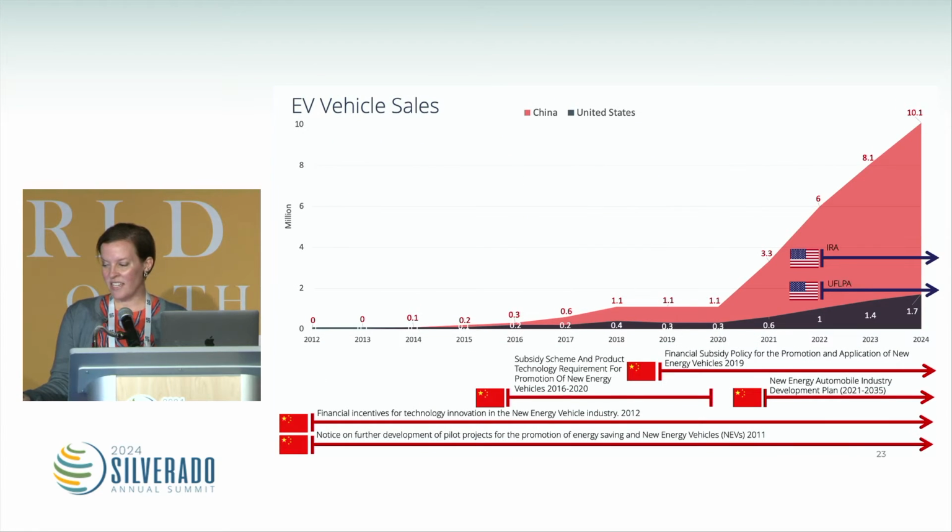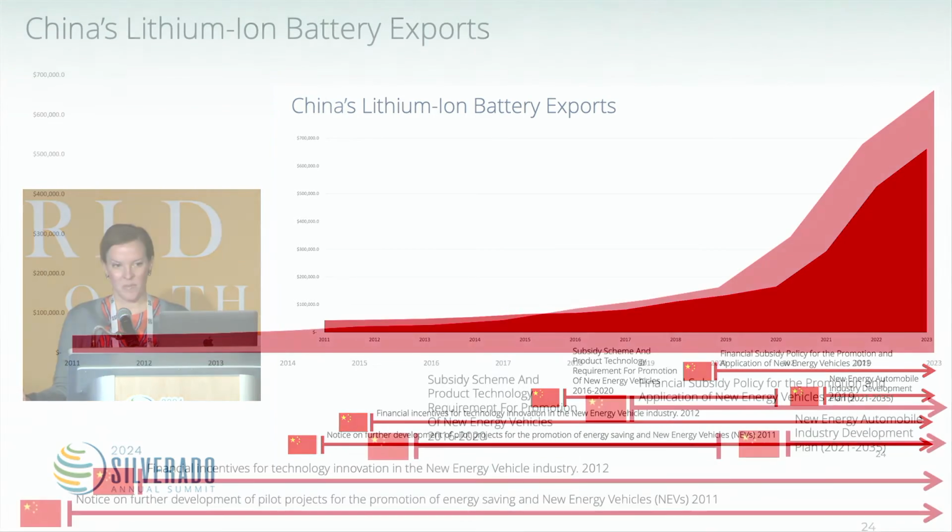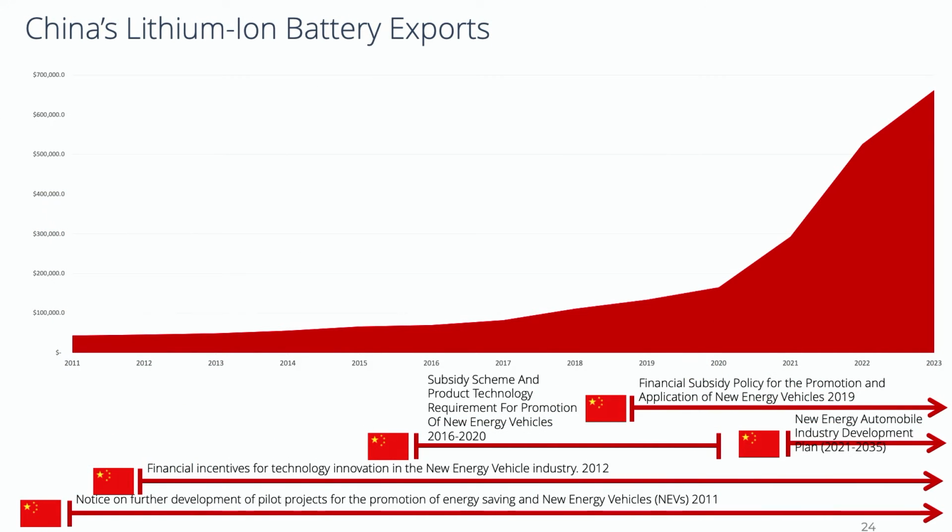If we take a look at EV sales overlaid on these policies, we can see that, again, extremely consistent. And comparatively, around 2020, China has this big jump in EV sales. The most recent year, China sold 10.1 million EVs, the US just 1.7. Okay, so critical component for those batteries. And if you look at China's lithium-ion battery exports, again, around 2020, they jump because they have done all the background work that they need to do to completely dominate the global supply chain.